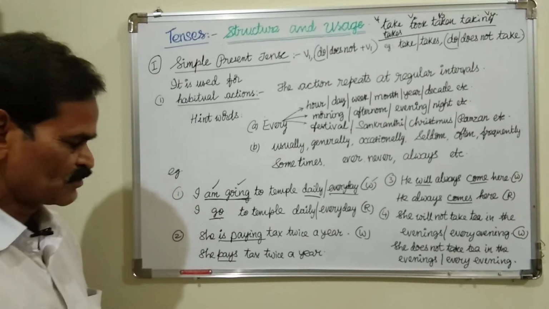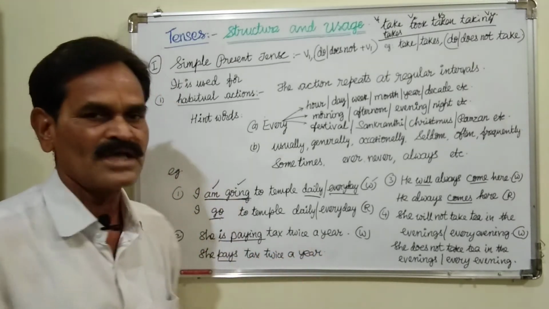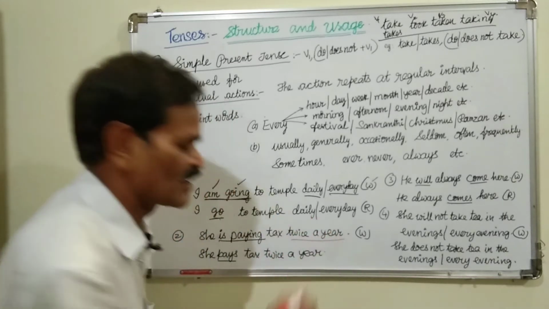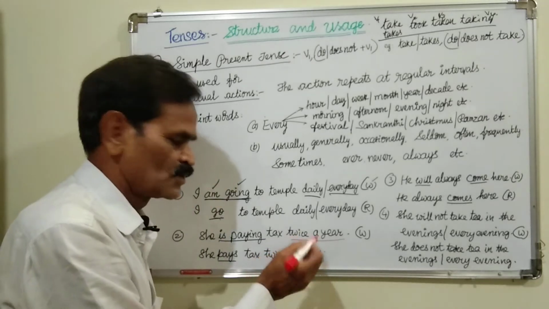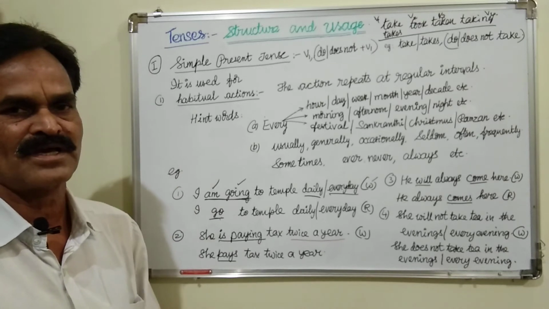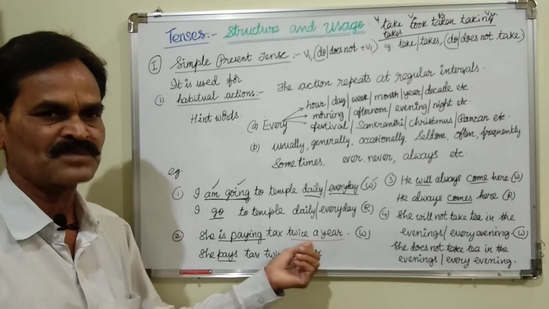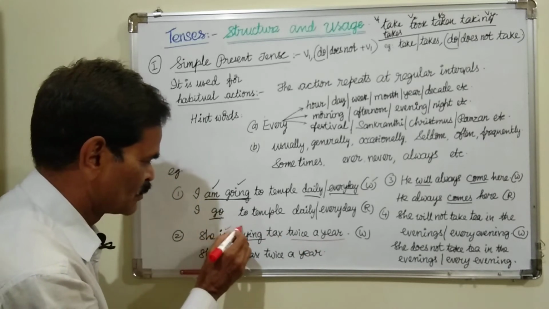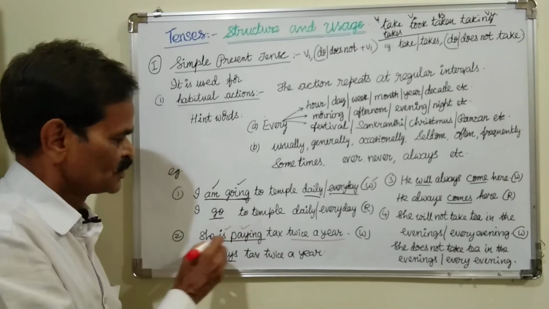Another sentence we will see: "She is paying tax twice a year." Twice a year is a repeated action. So every year she pays tax 2 times. Every year 2 times this action happens. This is called a habitual action or repeated action. This also we cannot use in present continuous tense or simple future tense like "she will pay."